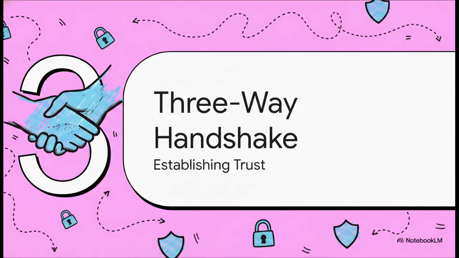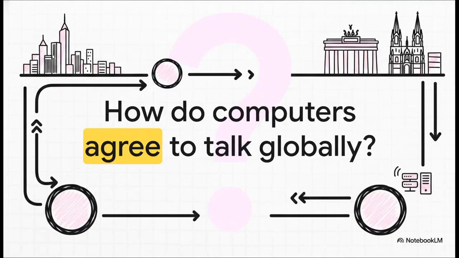Section 3. The three-way handshake. This is all about establishing trust. So we know TCP is highly reliable, but here is the kicker. Before it sends a single byte of user data, it has to establish trust.